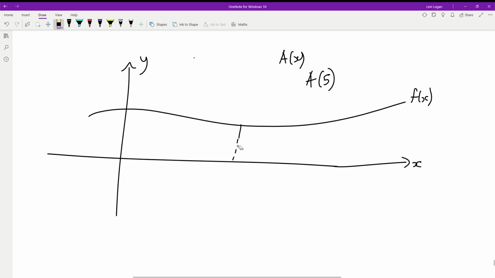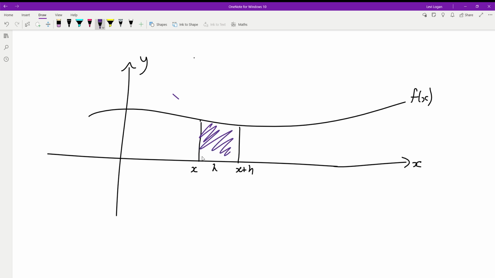Now, let's say I wanted a specific region. In other words, I wanted this region here. So let's say this was x, and I want a distance h, and this is x plus h. And I wanted this region here. Well, the exact area of this will be a of x plus h minus a of x, would it not?